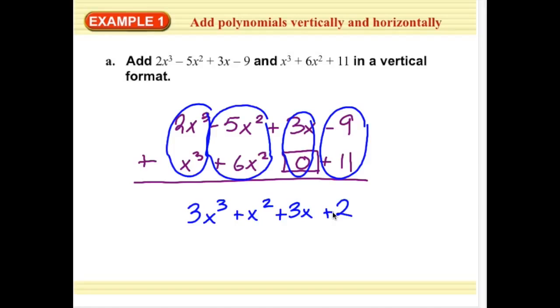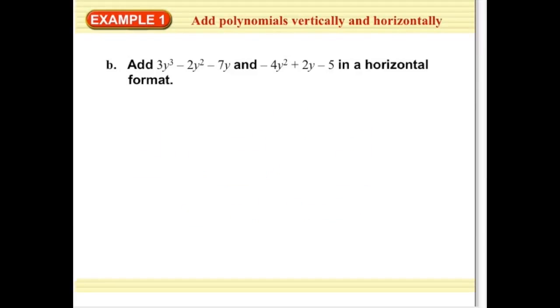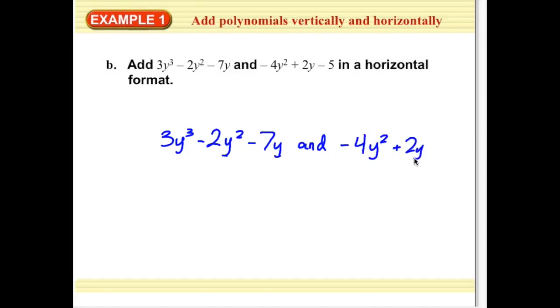The next thing I'm going to do is one more example for adding. This asks me to do it in a horizontal format. This is completely up to you which method you want to use. Again, I could just say 3y cubed minus 2y squared minus 7y and negative 4y squared plus 2y minus 5.